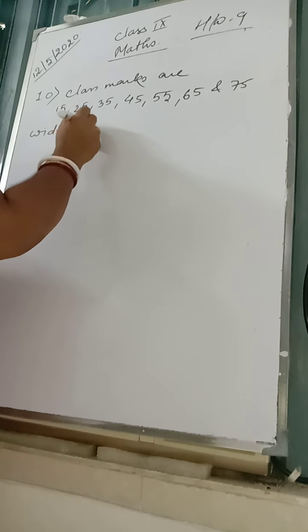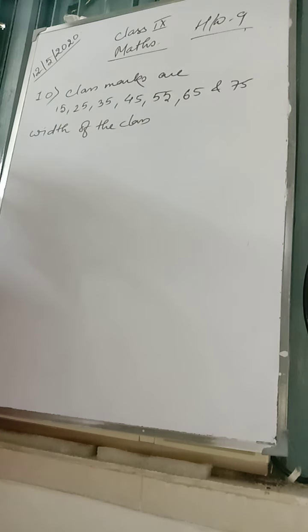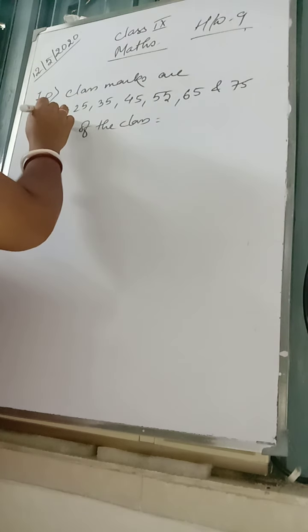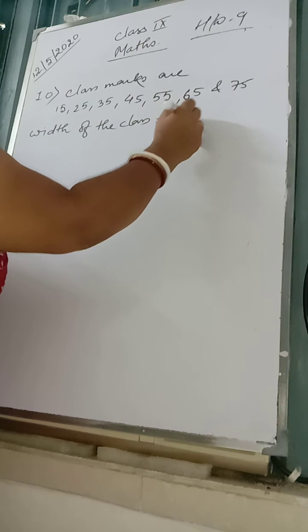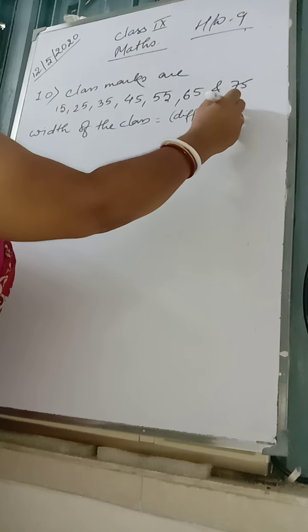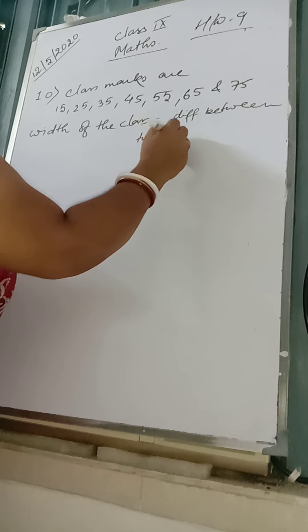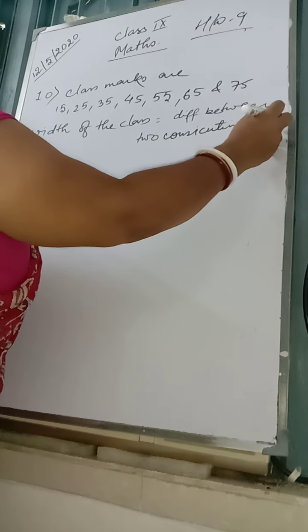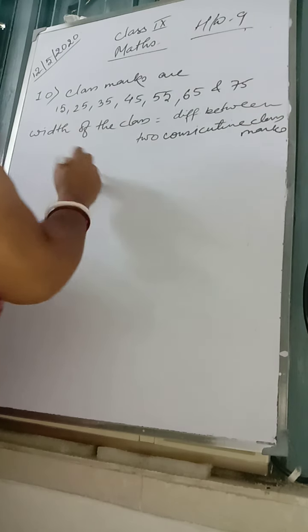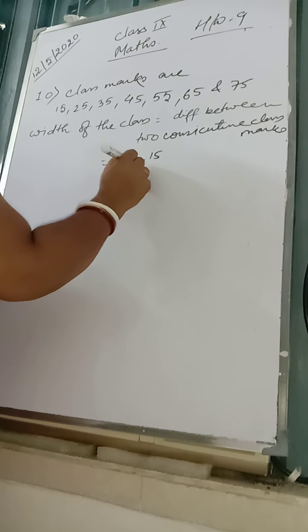What is the meaning of width of the class? Miss, how long is the class? What is the size of the class? So here, the difference between two consecutive class marks is the width of a class. I am taking the first two, 25 minus 15, that is 10.